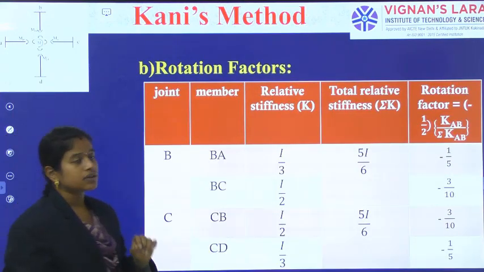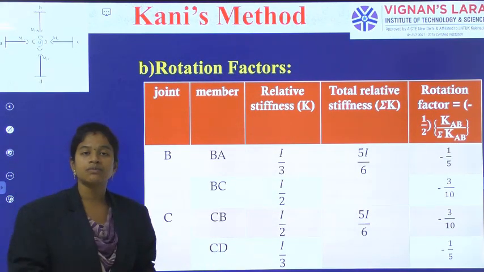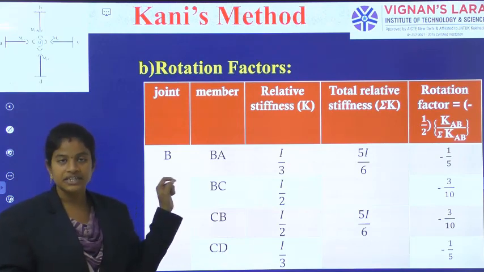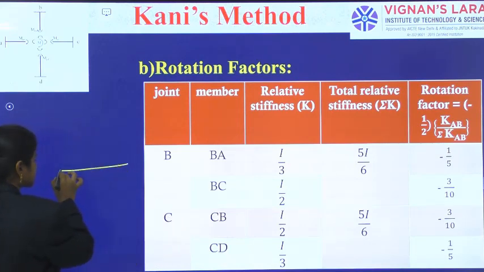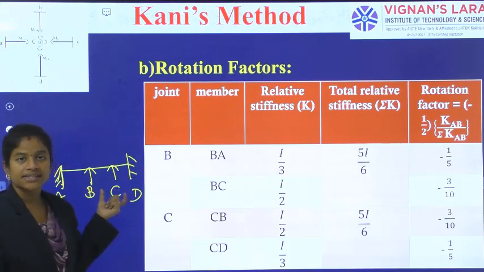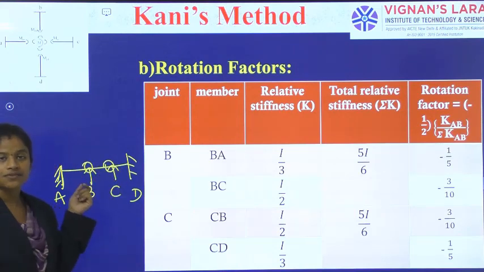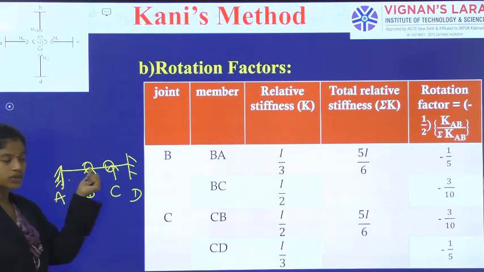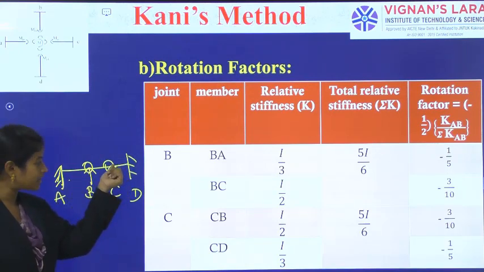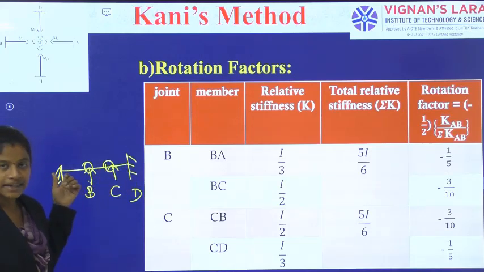The next thing, the calculation of the rotation factors. In the case of the rotation factors, what we have observed is, as it is a continuous beam, it has one end as A and the other end as D, but in between I have joint B and joint C. So these two joints are there. That's why for these two joints there is some rotation factor. So B should give something to C, similarly from C towards B, and from C towards D. So those factors I am calculating now.